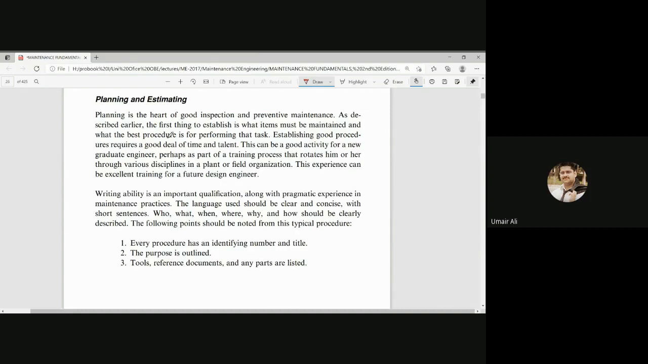So, planning and estimating, as the name shows, we are going to plan and then we are going to estimate certain parameters of our preventive maintenance program. In the previous class, we studied the basic requisites to make a program, and now we are going to study how we are going to plan and estimate them. And at the end of this lecture, I'm going to give you an assignment, and hopefully it's going to be your third assignment.